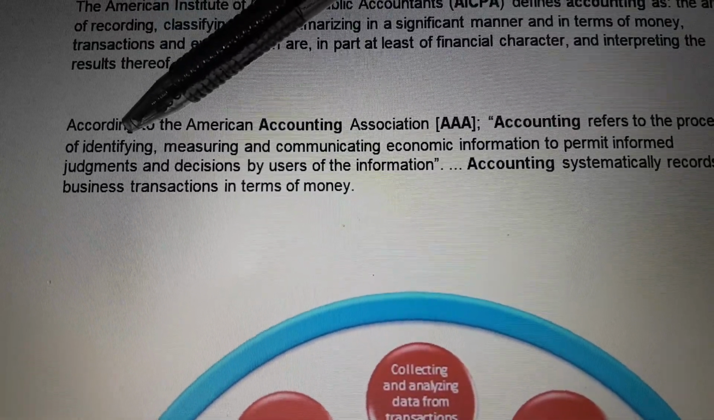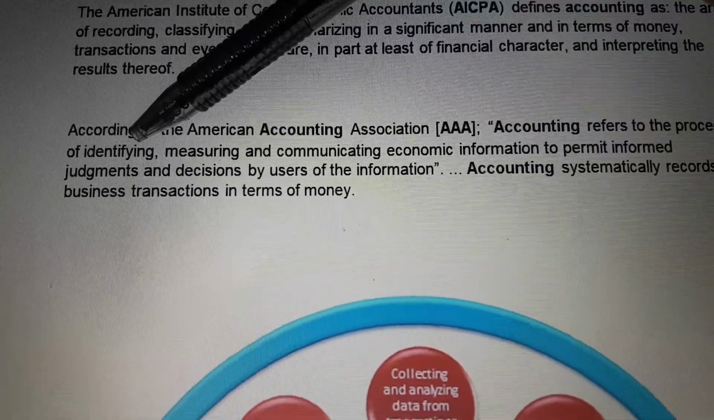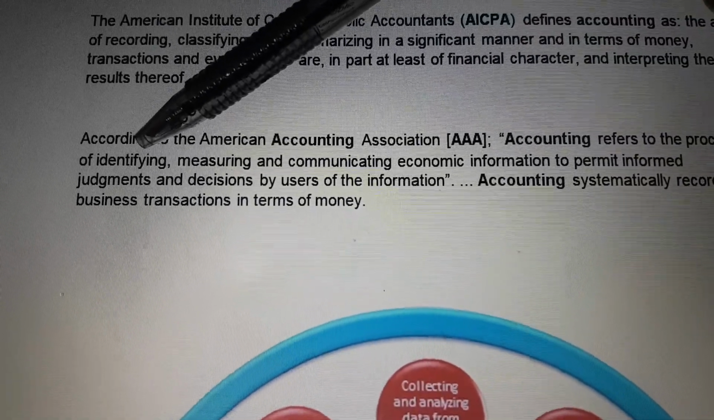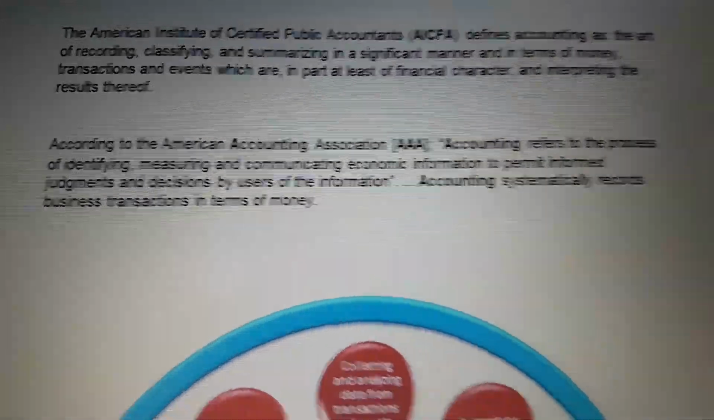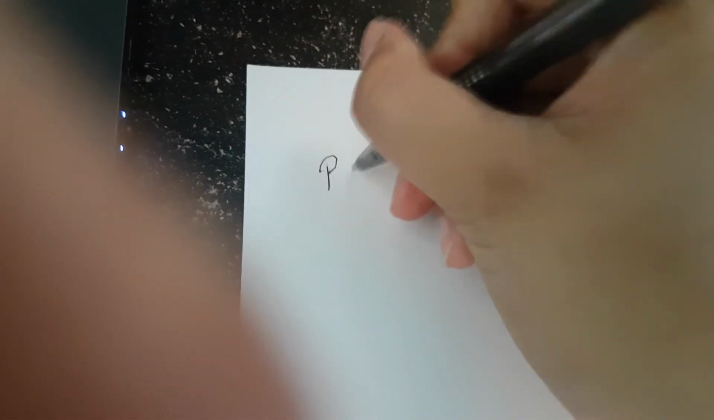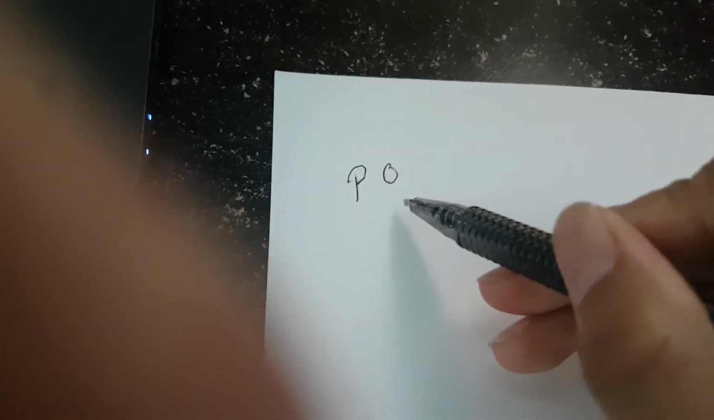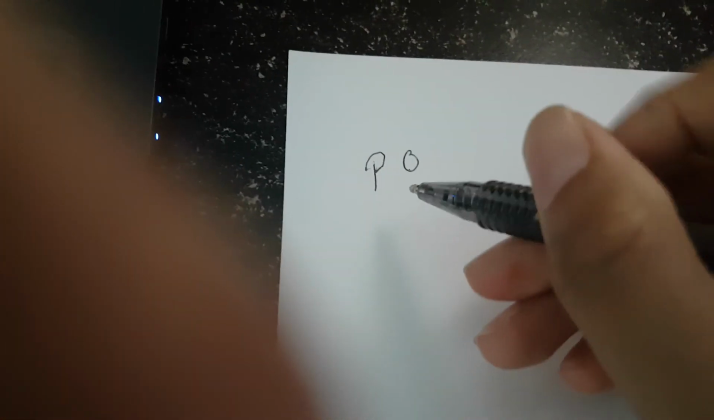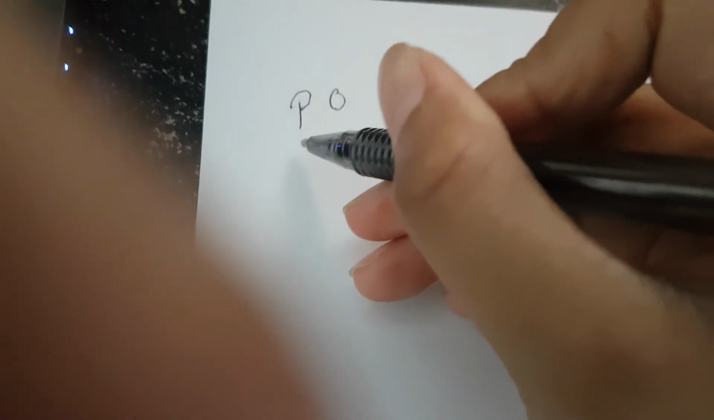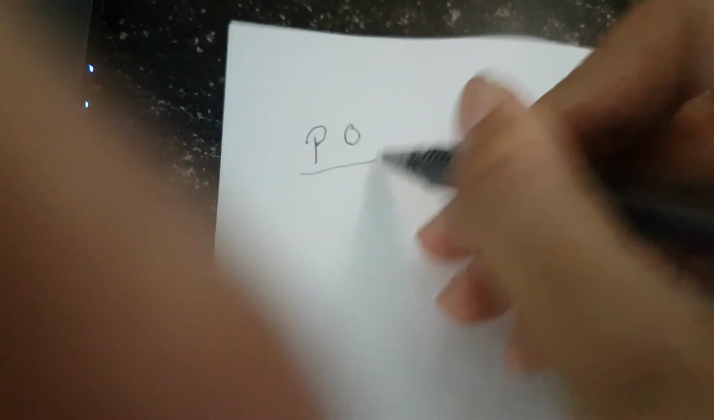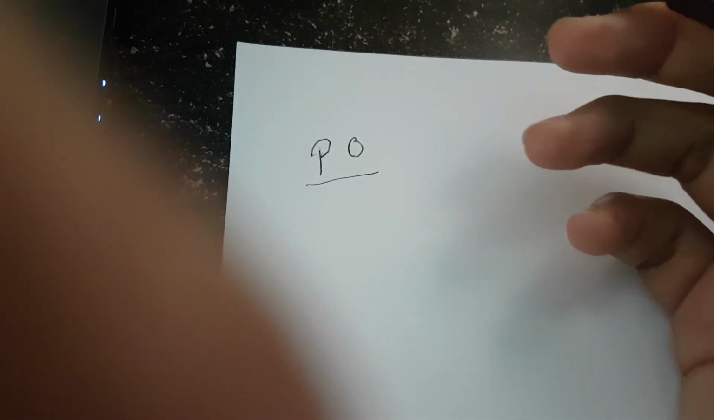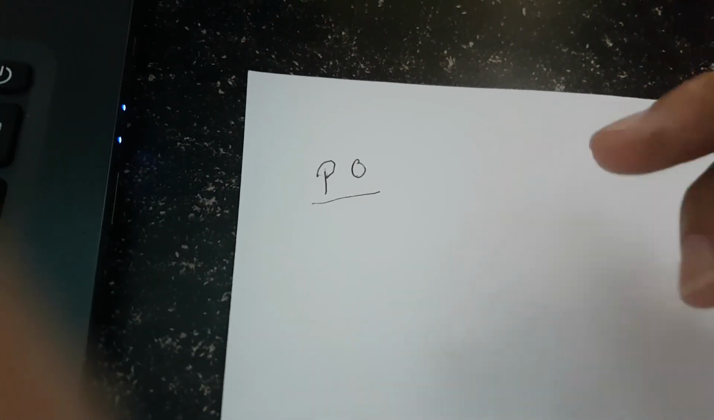Why? Because there are transactions that are accountable, and there are also transactions that are not accountable. Examples of these are the PO, or what we call purchase order. Why? Because from the contractual point of view, this is only an order, a mere agreement between the parties, and no transfer of goods or services or money.